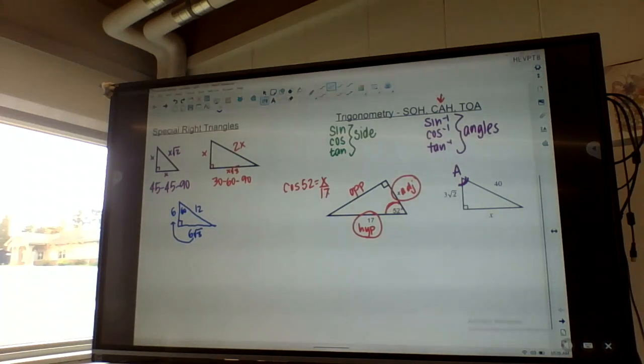So in order to solve that, we have to undo that. So rather than dividing by 17, we're going to multiply by 17 to both sides. So 17 times the cosine of 52 will give us our x, which ends up being like 10.5. And I like these because they make some sense. It seems logical that 10.5 looks reasonable for that side.